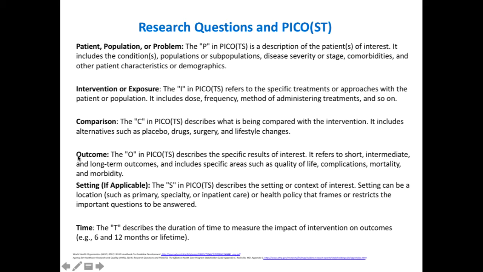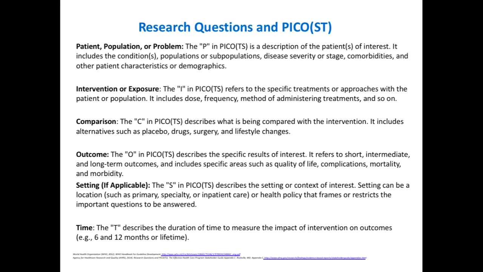So to determine whether this intervention was cost effective or not, this outcome should be in terms of numbers to compare the cost effectiveness.